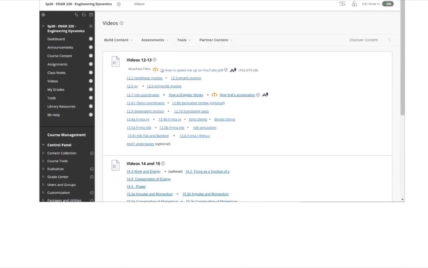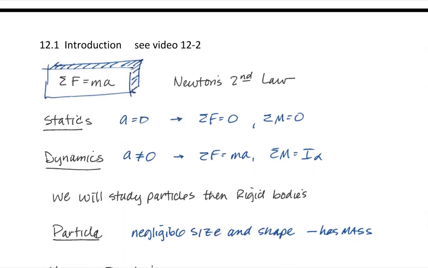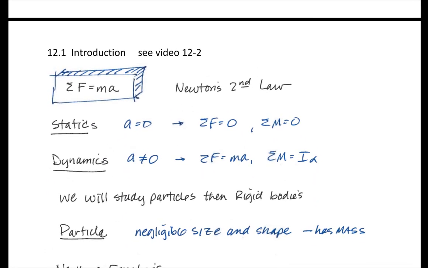All right, let's get started with the technical content of the course today. This will be in video 12.2, so I'm not going to go through this very carefully with you. But just remember from statics, the sum of the forces is equal to 0, the sum of the moments is equal to 0, and that's because acceleration is equal to 0. However, in dynamics, acceleration is not equal to 0, so the sum of the forces is equal to the mass times acceleration, and the sum of the moments is equal to I alpha.